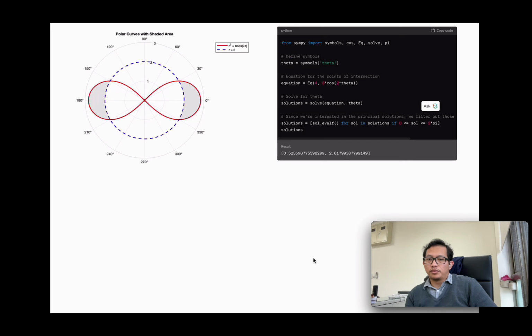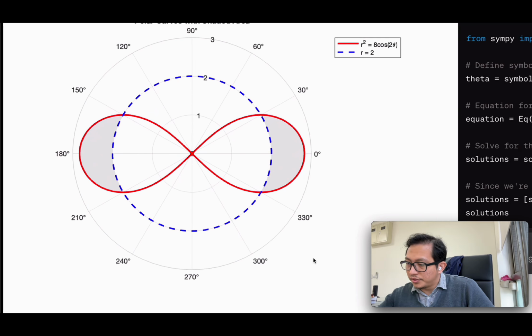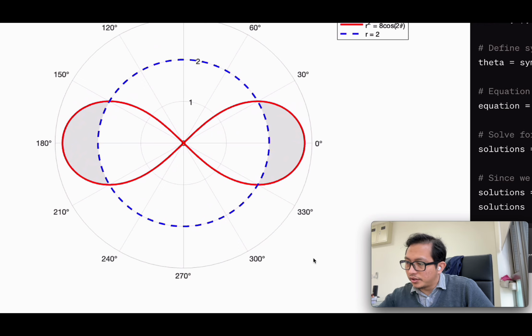Now I would like to go into our problem from ChatGPT before. I asked ChatGPT to find the area on these polar curves. This is the area that I would like to be determined, this one and this one.